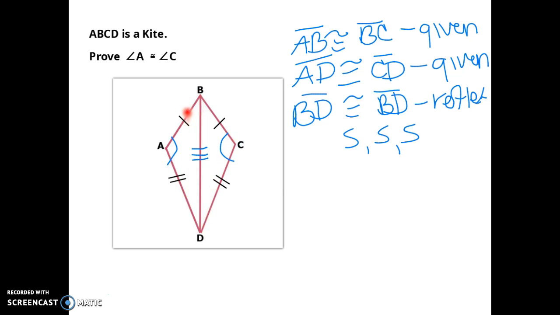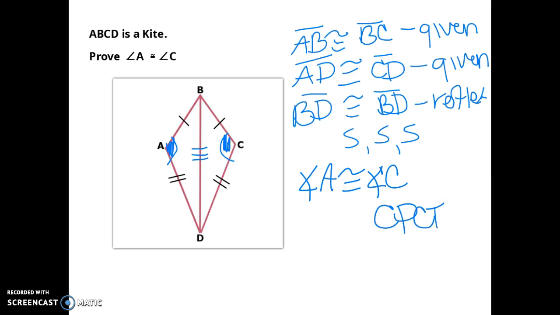And if triangle ABD is congruent to CBD, that means the corresponding angles are also congruent. And because angle A corresponds with angle C, angle A is congruent to angle C because of CPCTC. Corresponding parts of congruent triangles are congruent. That's a little bit of a tongue twister.